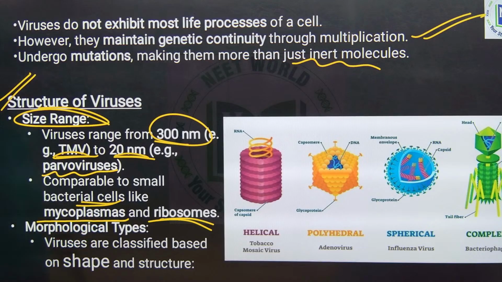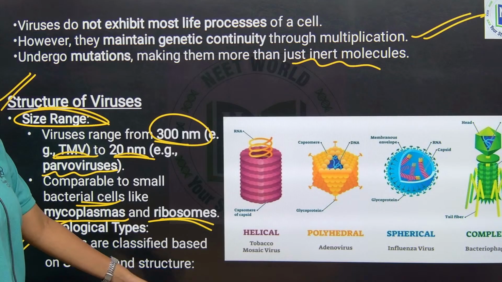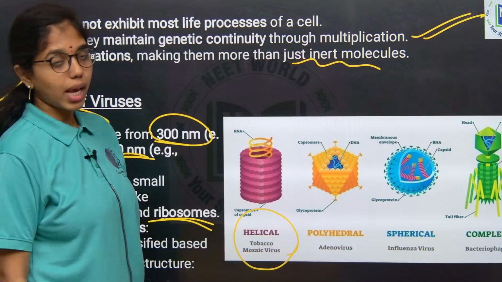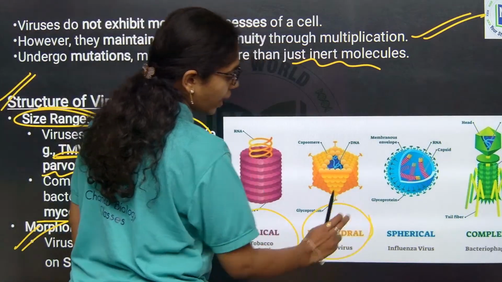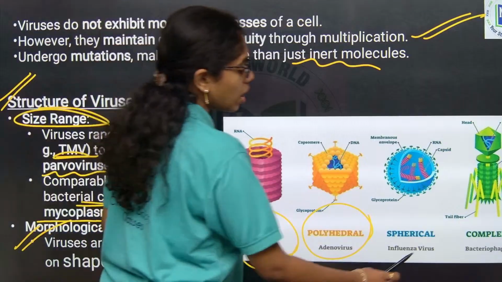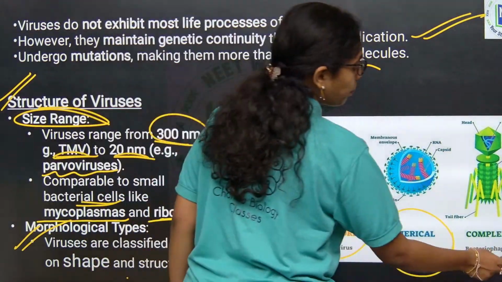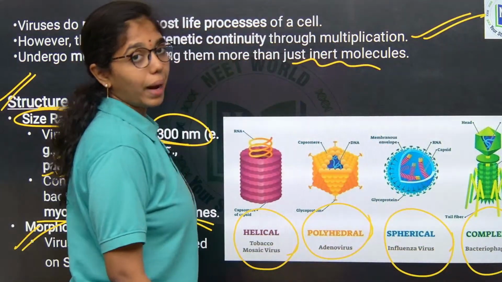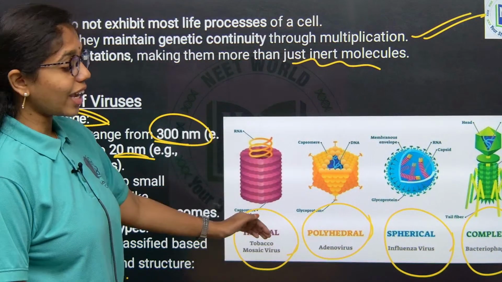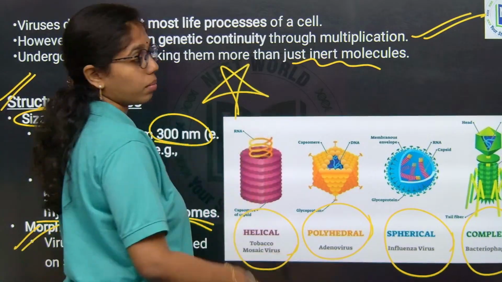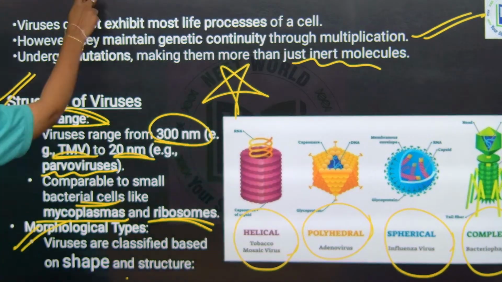Next, morphological types. Viruses are classified on their shape and structure into helical viruses, for example tobacco mosaic virus; polyhedral viruses, for example adenovirus; spherical viruses, for example influenza virus; and complex viruses, for example bacteriophages. All the types or shapes of viruses with examples you have to remember. Okay. Next.